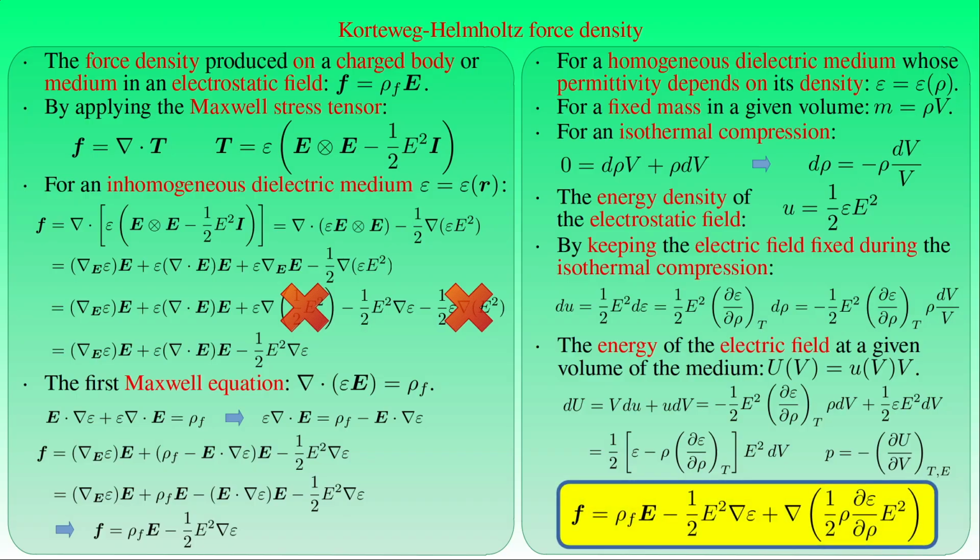This gives the Korteweg-Helmholtz force density describing the force acting per unit volume in a dielectric medium of absolute permittivity epsilon and density ρ due to an electrostatic field E, where the free charges in the medium are given by the volume charge density ρf. As the formula shows, the force density F is equal to the volume density ρf of free charges times the field strength E, minus 1/2 times the square of the magnitude of the field strength E, times the gradient of the absolute permittivity epsilon, plus the negative gradient of the correction pressure given by 1/2 times the density ρ times the partial derivative of the absolute permittivity epsilon with respect to the density ρ, times the square of the magnitude of the field strength E.